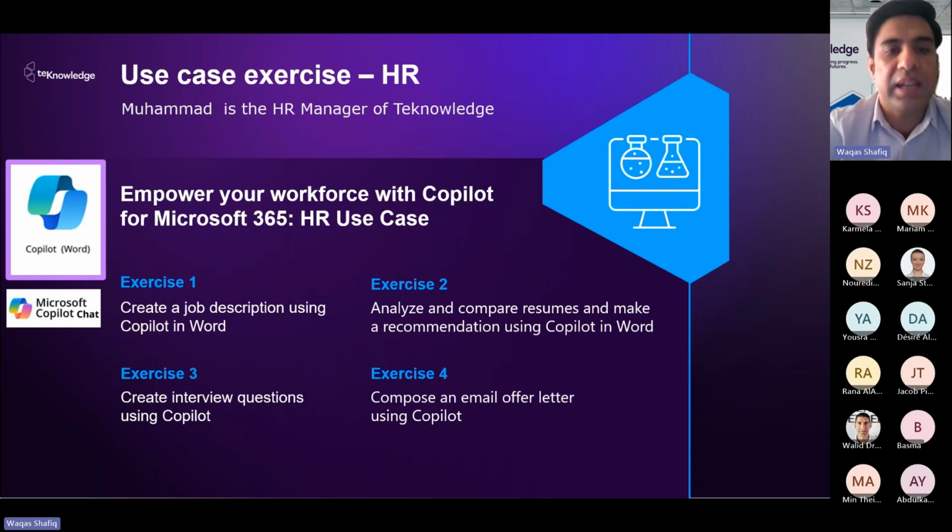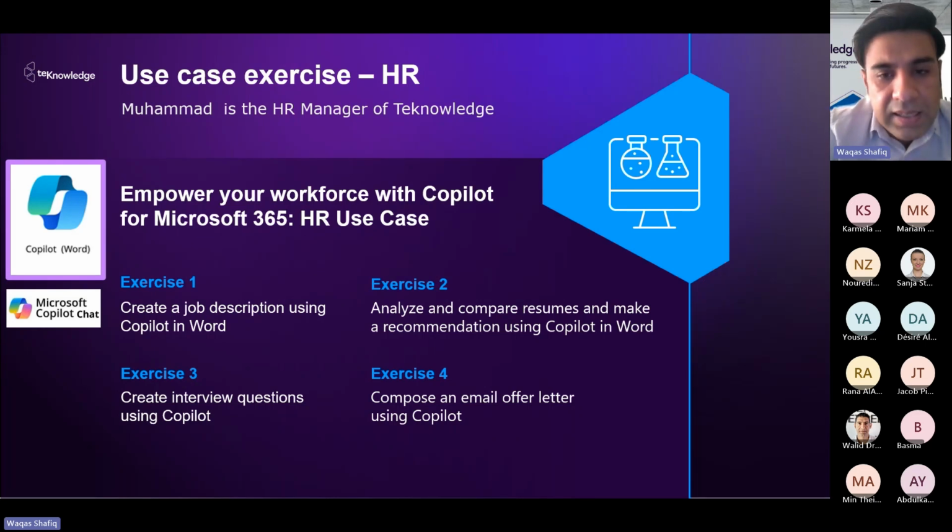What is my aim? For example, there is a person, his name is Muhammad. He is an HR manager working in technology in our company. We have a few jobs open nowadays. And what is the HR manager's role? The first exercise, if you see, is to create a job description using Copilot in Word. So what Muhammad is going to do is create a job description, first of all, for that role.